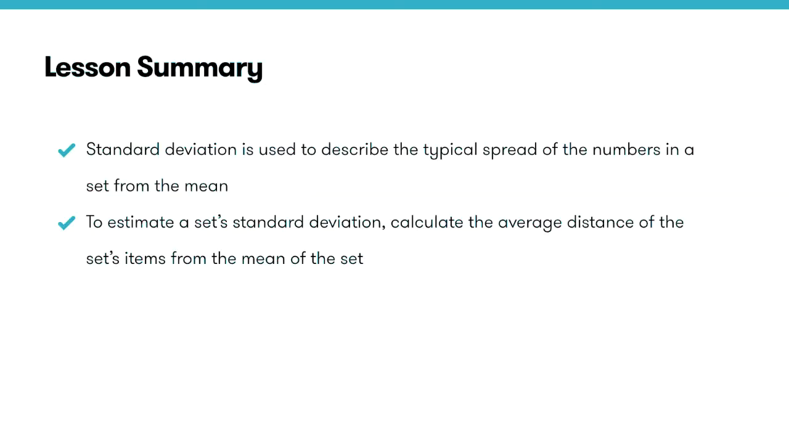So to summarize, standard deviation is used to describe the typical spread of the numbers in a set from the mean. To estimate a set's standard deviation, we will calculate the average distance of the set's items from the mean of the set.